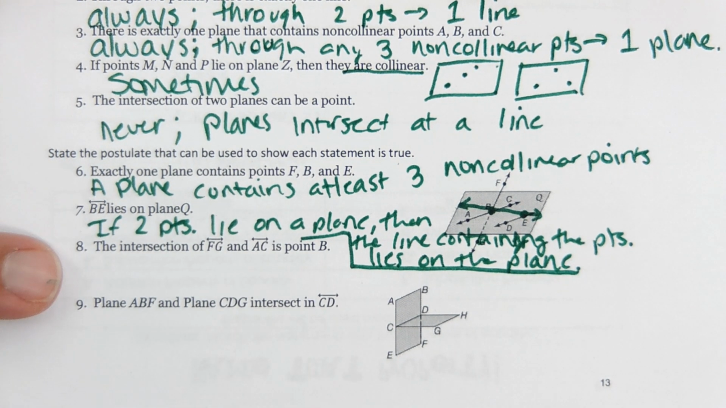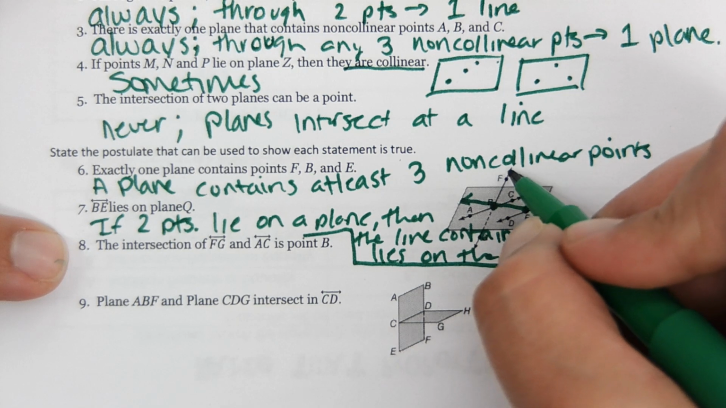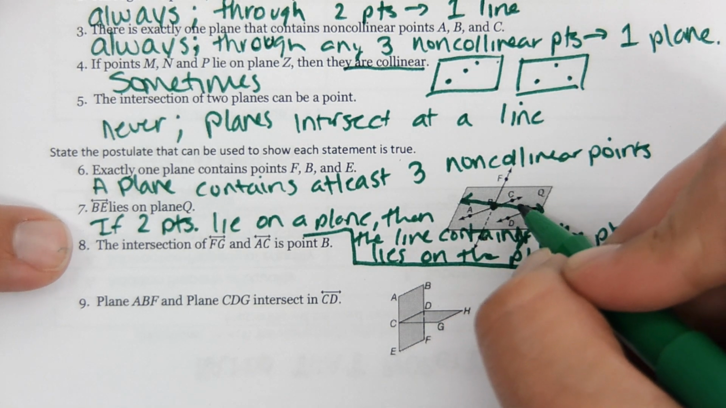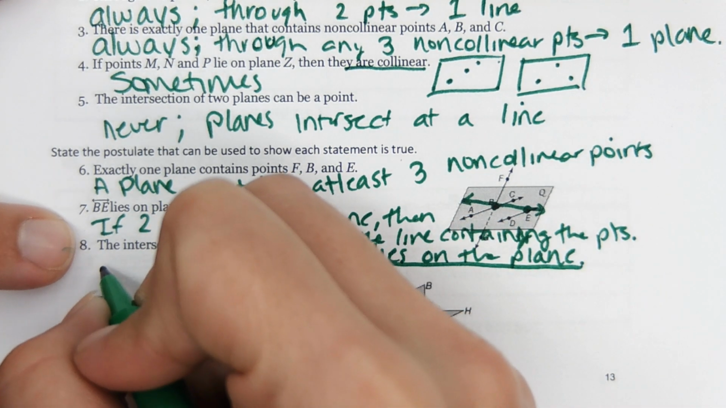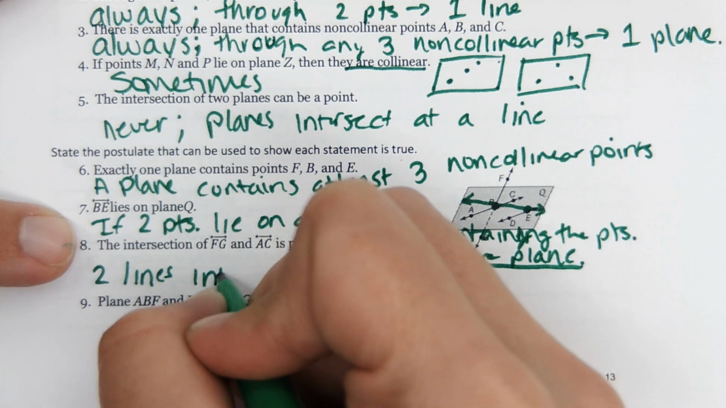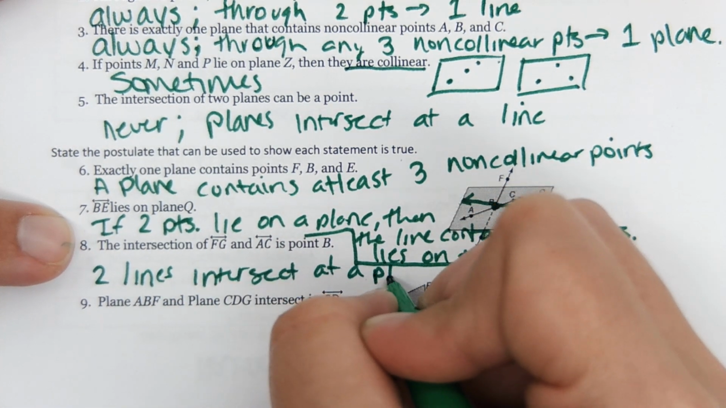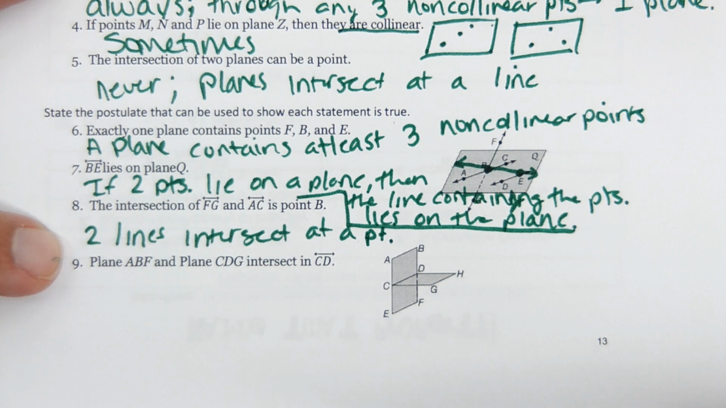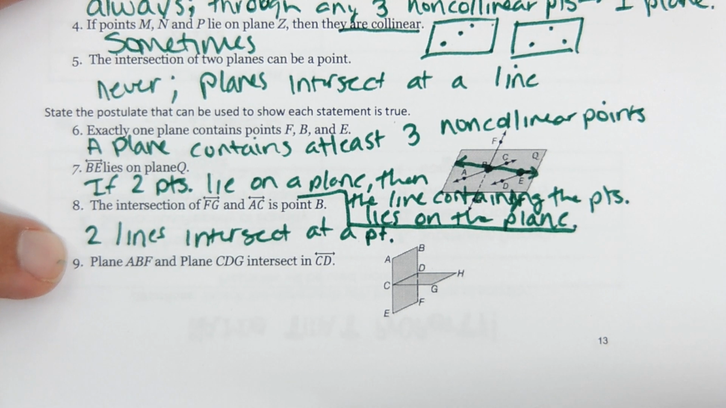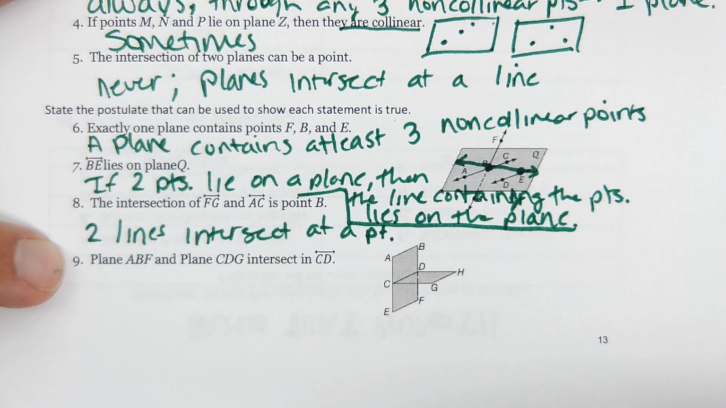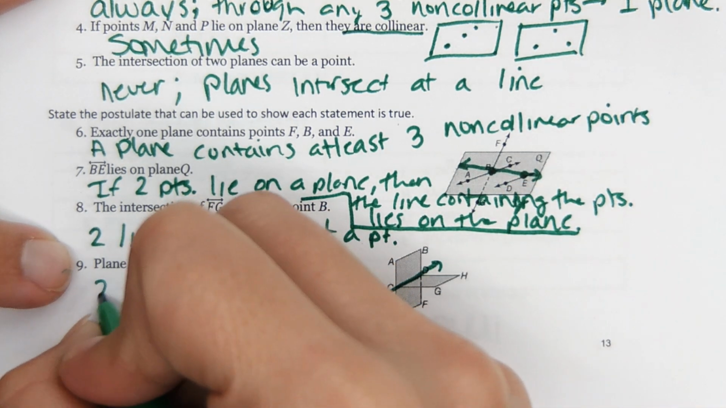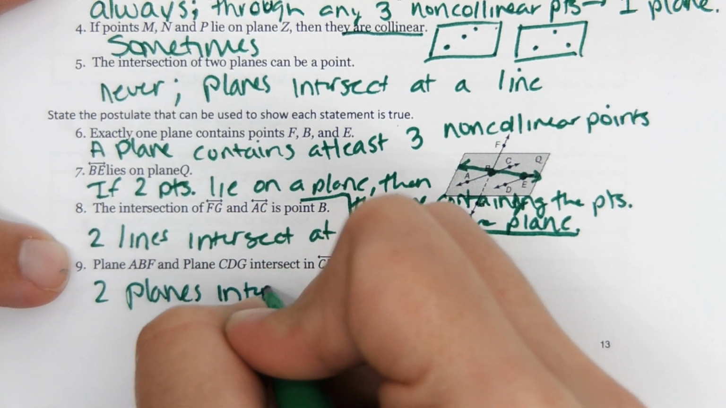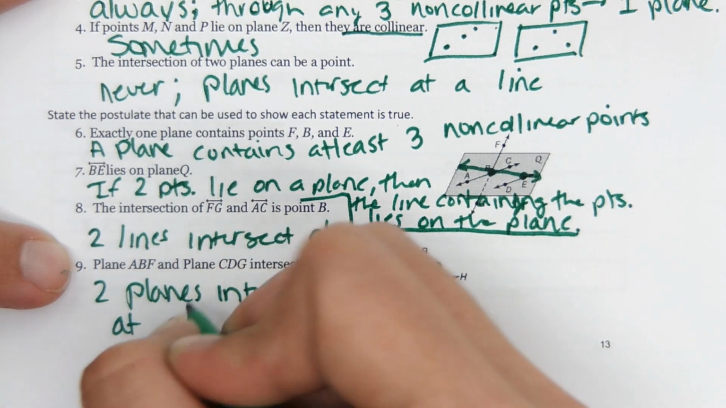Okay, number 8. The intersection of FG and AC is point B. Yes, 2 lines intersect at a point. And again, that's just one of the postulates on the other page. And number 9, plane ABF and CDG intersect at line CD. Yes, 2 planes intersect at a line.